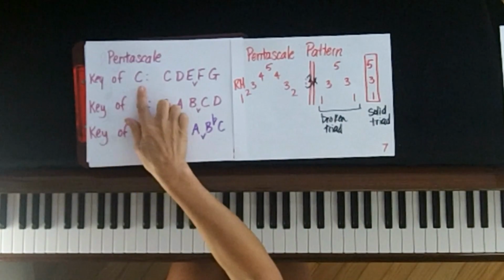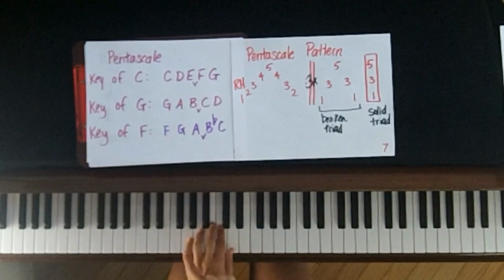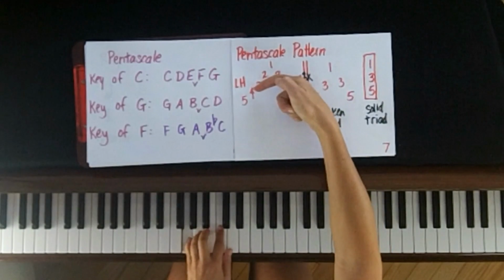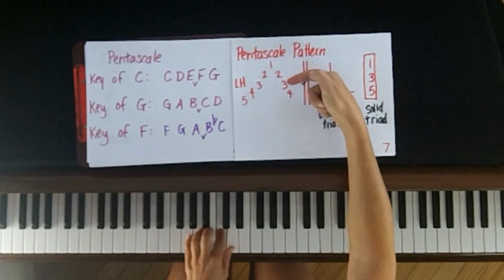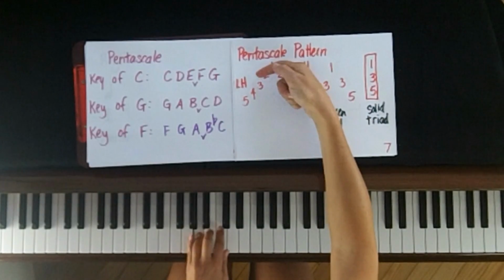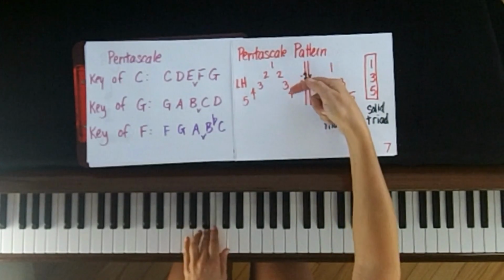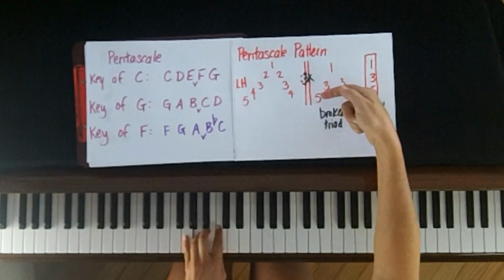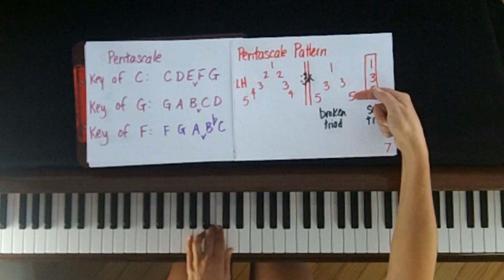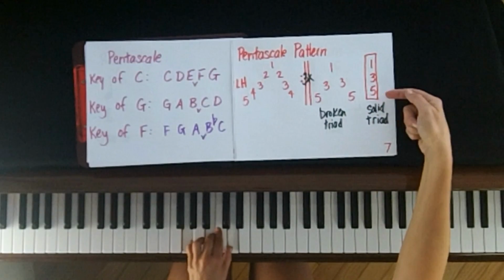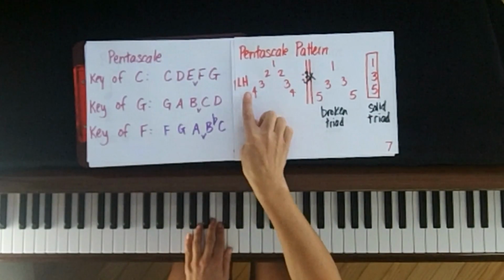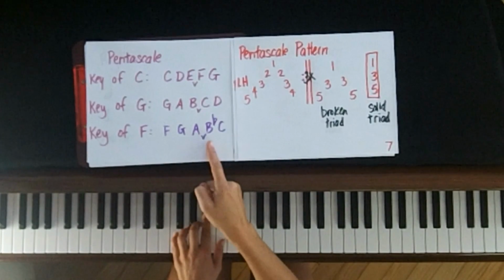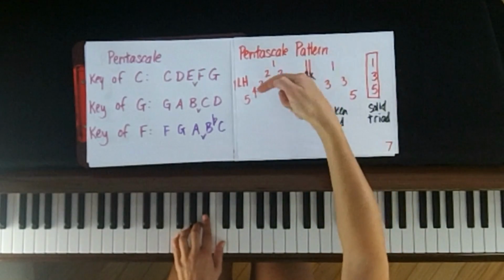All right, let's try playing key of G with the left hand, beginning with my finger 5 on G. Let's try key of F with the left hand, beginning on F with my finger 5, placing my second finger on B flat, and using the pentascale finger pattern.